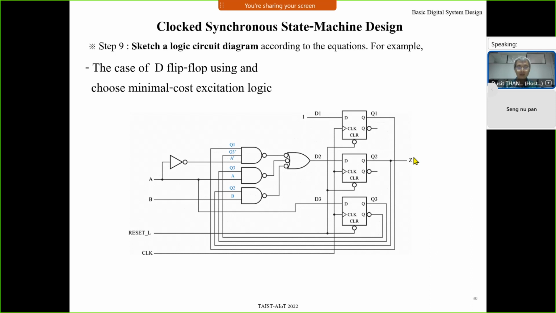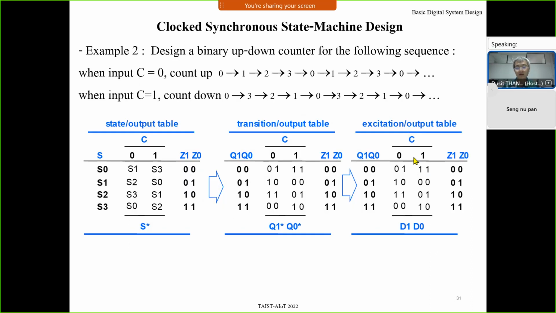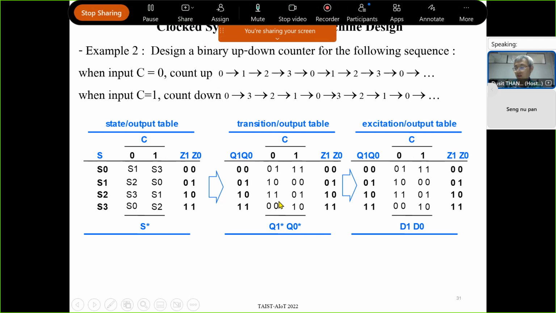Okay, another example. For this example, let's design a binary up-down counter to count 0, 1, 2, 3, 0, 1, 2, 3, counting up. Okay, 1, 2, 3, and repeat 0, 1, 2, 3. And count down when input C is 1: 3, 2, 1, 0, 3, 2, 1, 0.